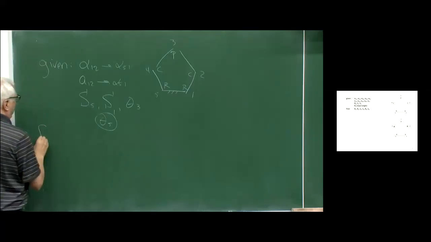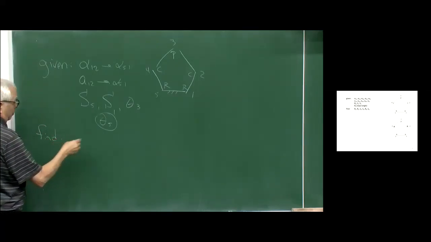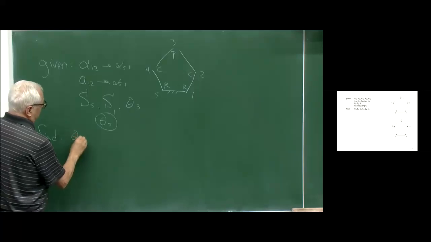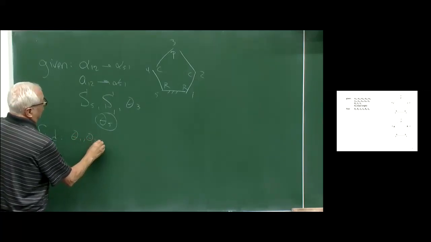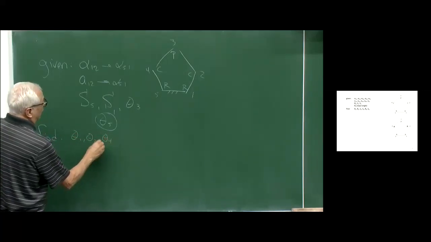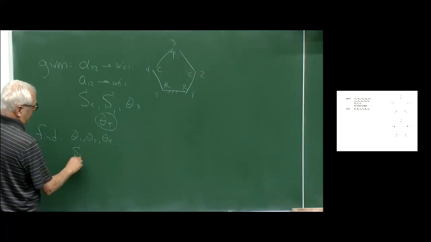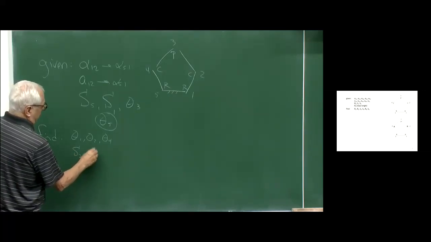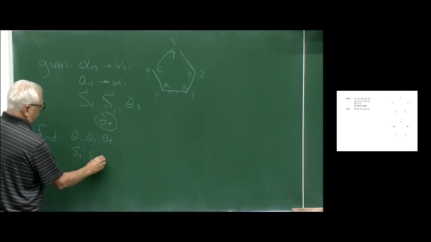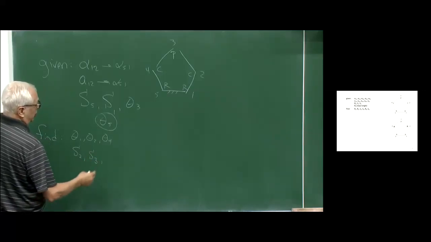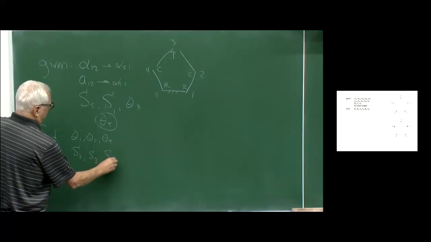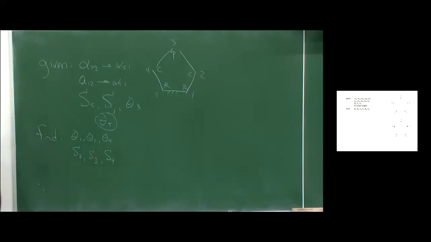Okay, so what do we have to find? We have to find all the remaining variable parameters. So there's theta 1, theta 2, theta 4. Let's see, I need the joint offset because of the cylindric at S2. I need to get the joint offset because of the prismatic at the 3rd joint. And the cylindric is over there. So that's exactly what we're given, what we're looking for.